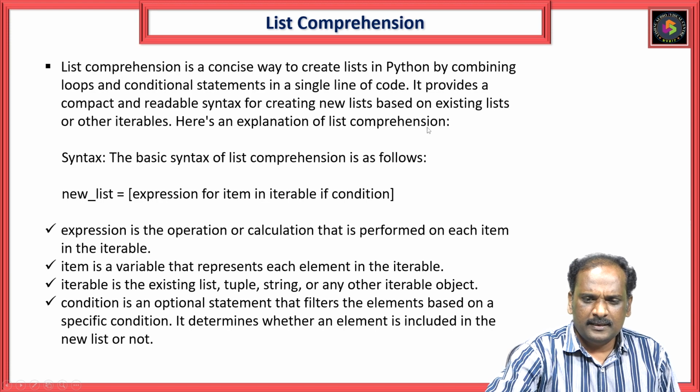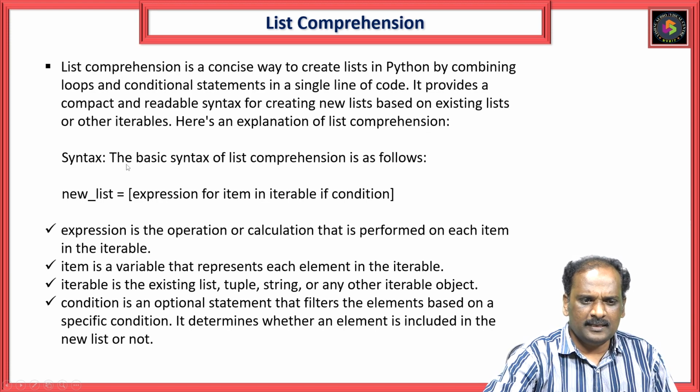Here is an explanation of list comprehension. The basic syntax of list comprehension is as follows. new list is equal to an open square bracket and close square bracket. This is the list notation. The first part is the expression, then we use for, then element in iterable. The iterable can be a list, tuple, set or dictionary, followed by an if condition. So this is the syntax for creating the new list. Now this if condition is optional, depending on the program.